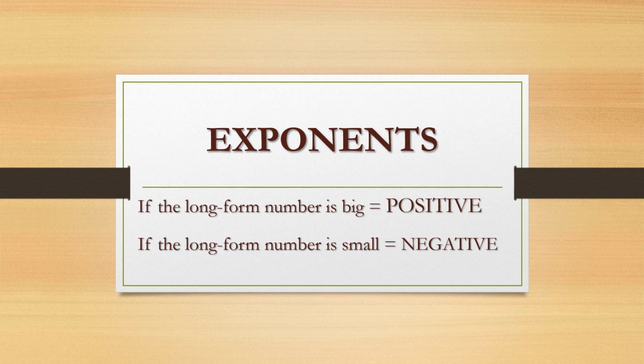And once again, just to remind you, if the long form number is big, if the original number is over 1, then the exponent is going to be positive. If the original number is going to be small, if it's going to have zeros at the beginning of it with a decimal, then the exponent is going to be negative.